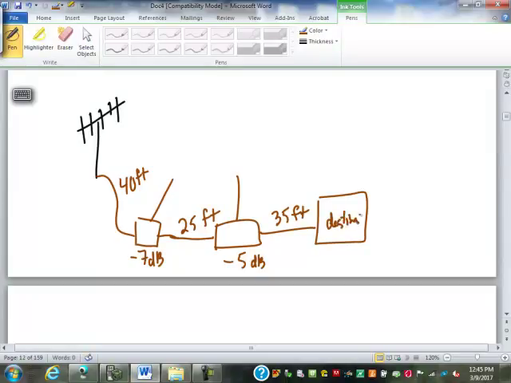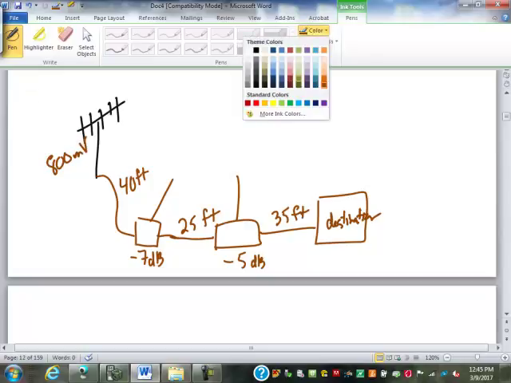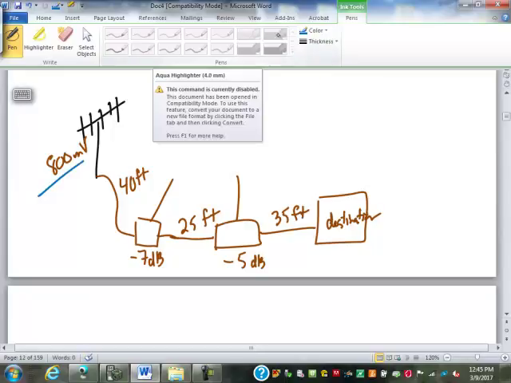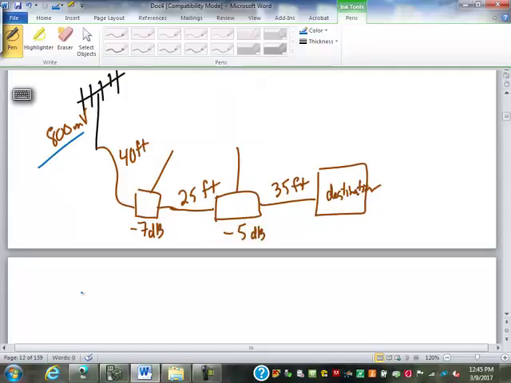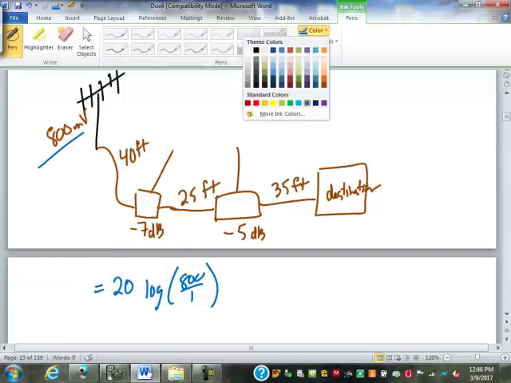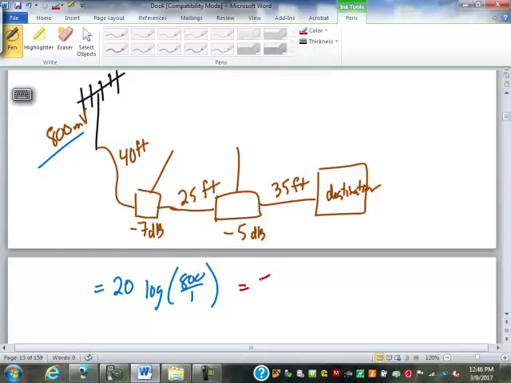Let's see what our signal strength is there if we have 800 millivolts coming in at the antenna here. So again, we're going to start off by converting that into dBmV. So that's going to be 20 times the log of 800 over 1. It's in millivolts, so I don't have to do any conversions. Sounds right. 58.06, you are correct. Feels like we just did that one.